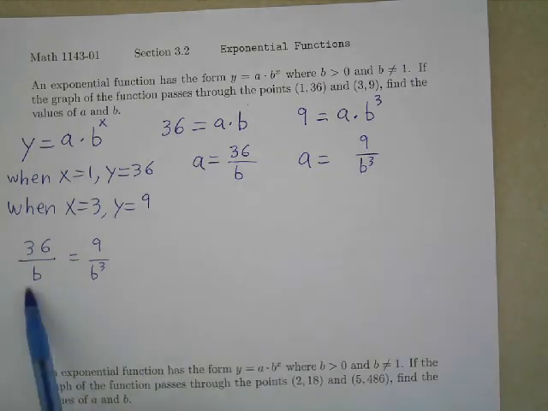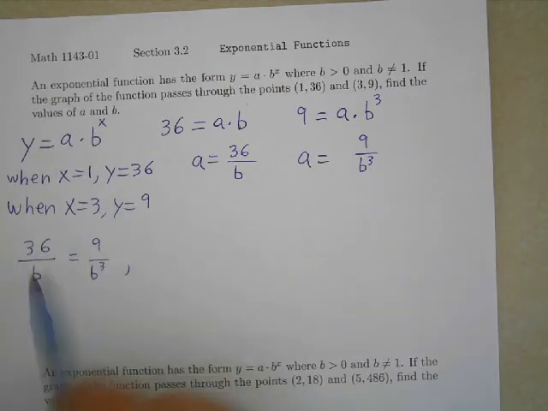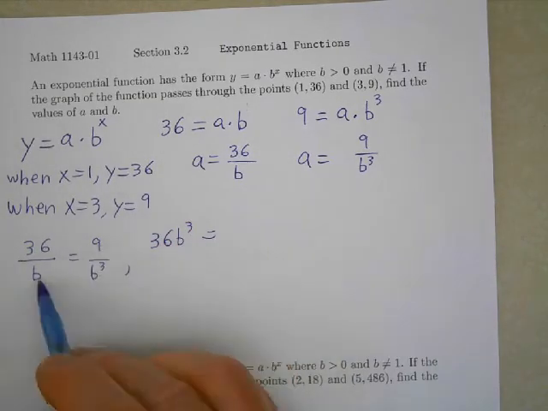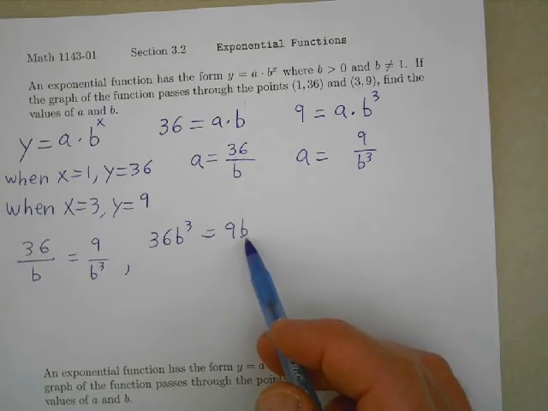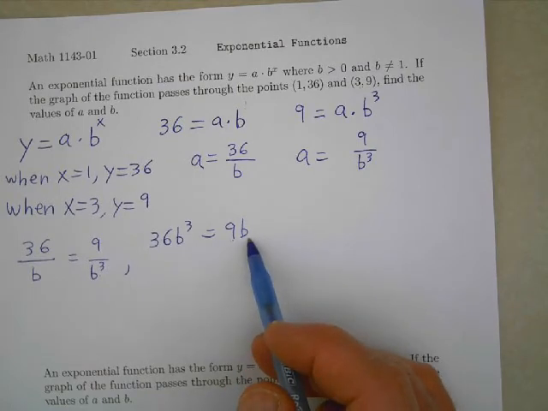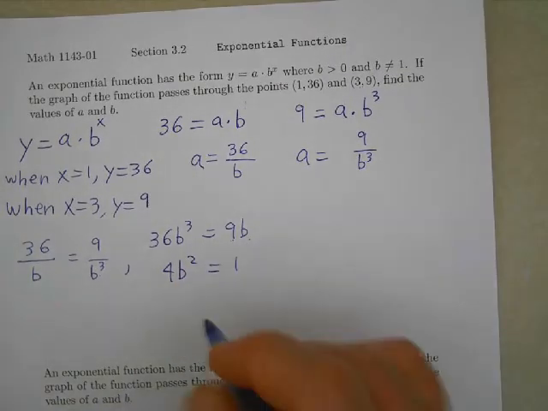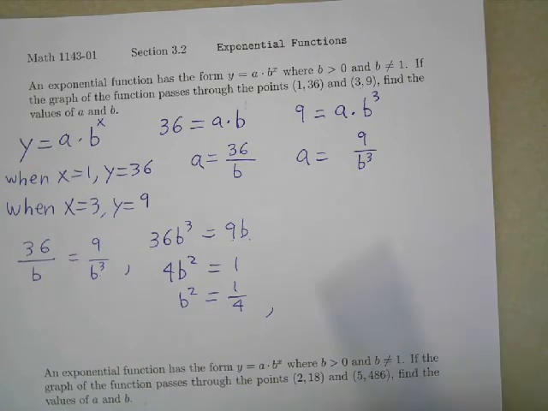And then you remember, whenever two fractions are equal, the cross products are equal. So this is a long way to do it, but we can use cross products are equal. One cross product is 36 times b to the third. That's equal to the other cross product, 9 times b. And then divide both sides by 9b, and we get 4b squared equals 1. And then divide both sides by 4, b squared equals 1/4. And we're told that b has to be positive, so the positive solution to this is b equals 1/2.